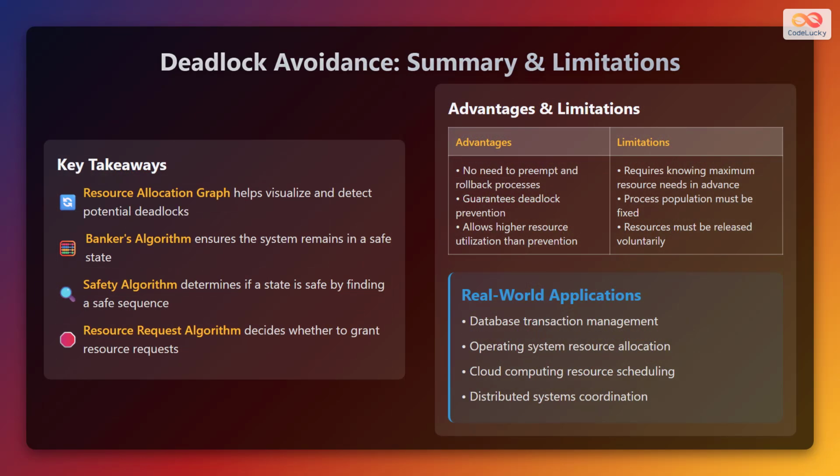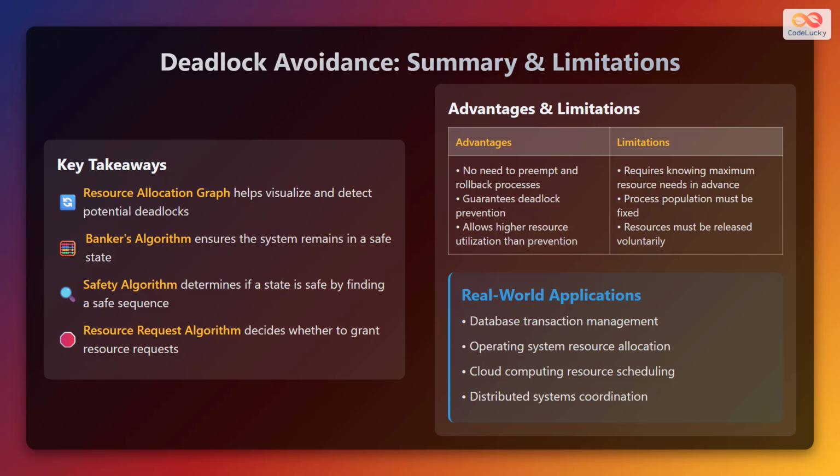To summarize, the key takeaways from our discussion on deadlock avoidance are: the resource allocation graph helps visualize and detect potential deadlocks. The banker's algorithm ensures the system remains in a safe state. The safety algorithm determines if a state is safe by finding a safe sequence. And the resource request algorithm decides whether to grant resource requests. However, deadlock avoidance techniques also have their limitations.